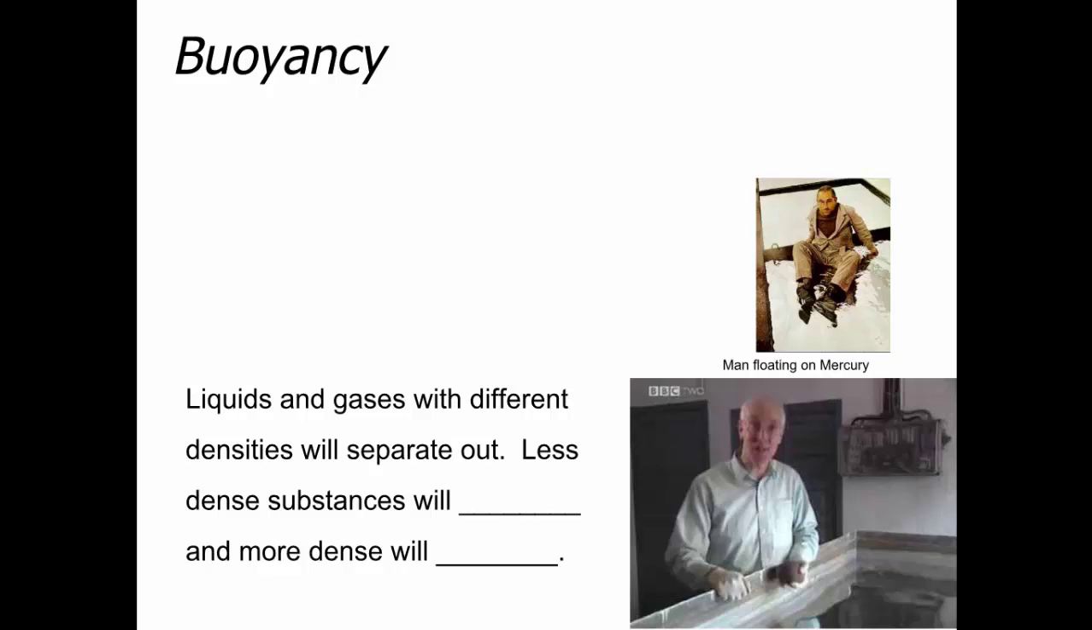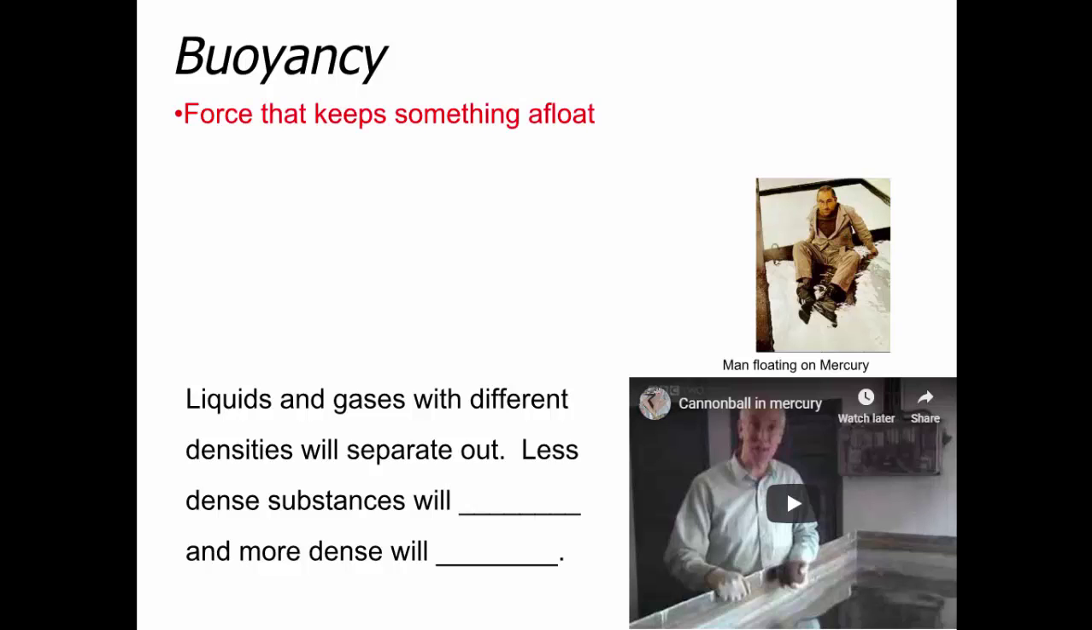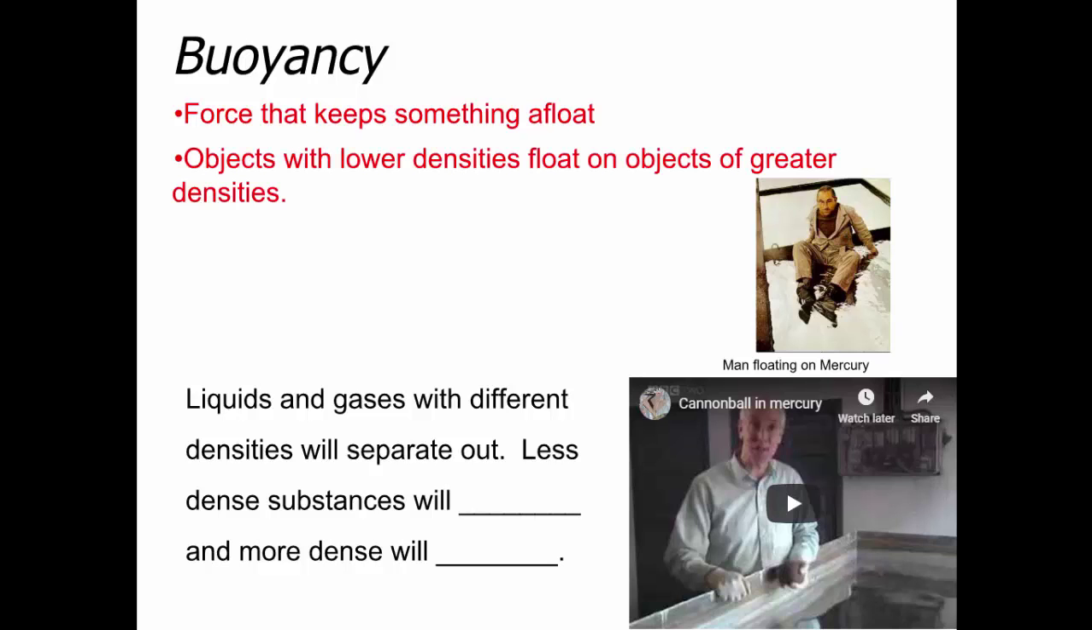Now, buoyancy, the ability of an object to float in a solid, in a liquid or a gas, is dependent on density. So buoyancy is the force that keeps something afloat. And not only does density determine whether or not an object floats, but it also determines how high or how low it floats.